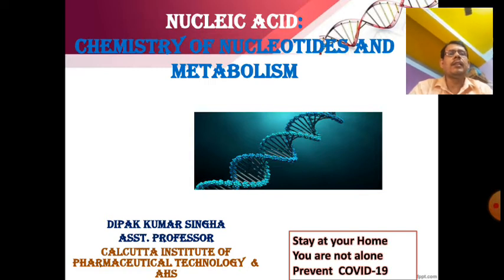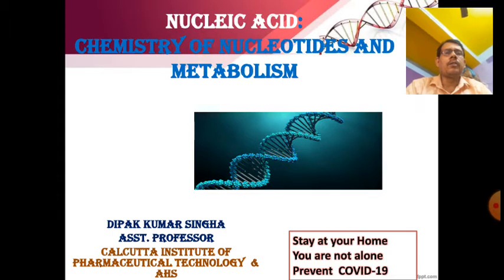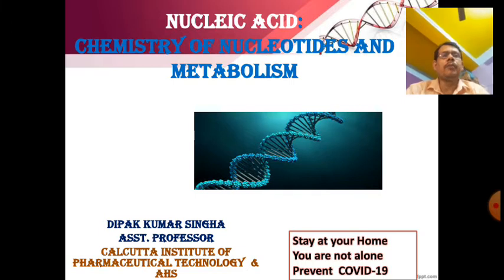Generally two nucleic acids are present in the body or in organisms: deoxyribonucleic acid, DNA, and ribonucleic acid, RNA. Sometimes both are present in the cell, and sometimes only one, like in retroviruses, the coronavirus or the AIDS virus, which contain only RNA. But humans and other mammals contain both DNA as well as RNA. So today we discuss the basic structure of the nucleic acid.